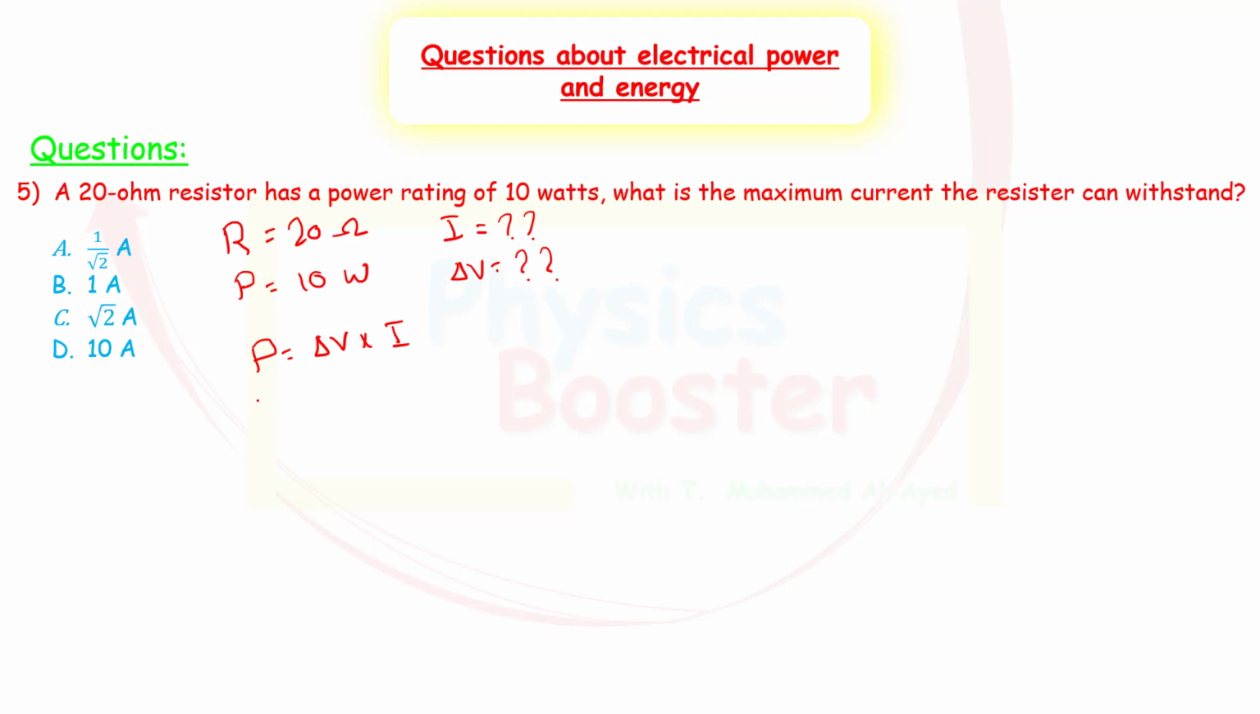So let's try doing the following. 10 is equal to delta V multiplied by I, and I can say that this is equation number 1. Let's leave it here for 1 second. We have another equation here.